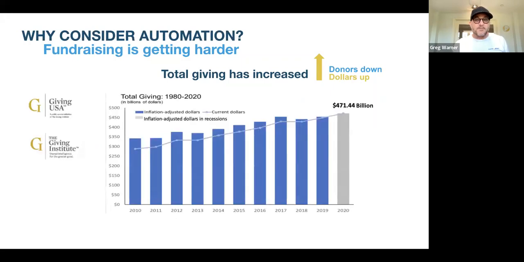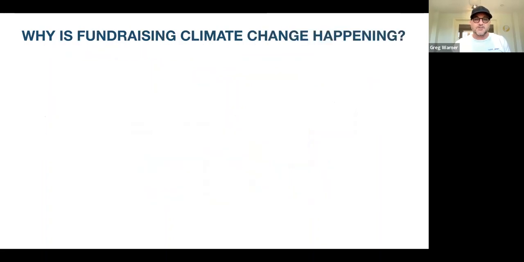The more interesting part about this is that total giving continues to go up, even though we've lost so many donors, from two-thirds of Americans down to one-half. The total giving among Americans has gone up, and it keeps going up. The 2021 numbers are not out from the Giving Institute yet, but should be out fairly shortly. I wouldn't be surprised if it went over $500 billion last year. So we'll see. But people say, okay, what's going on here?